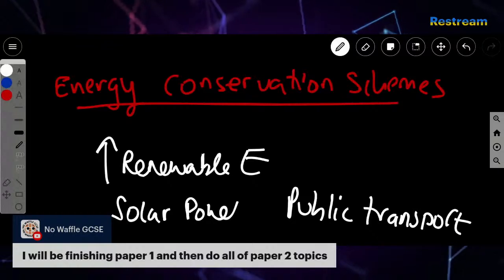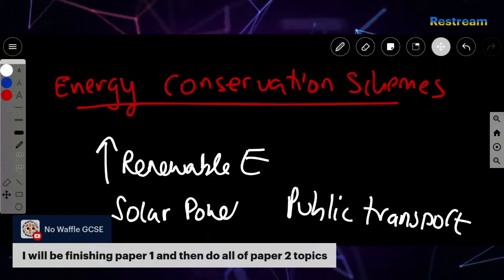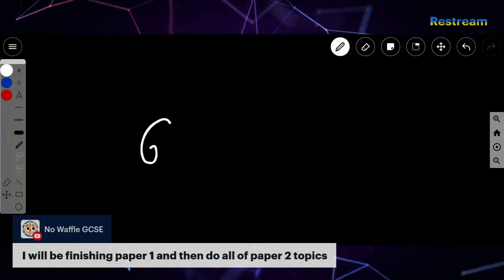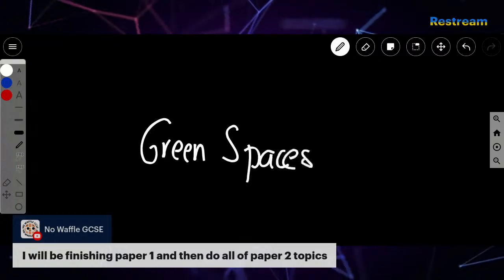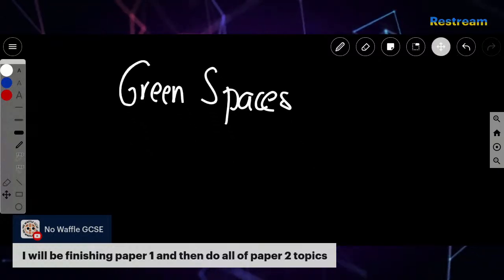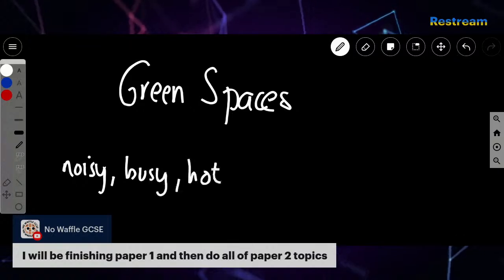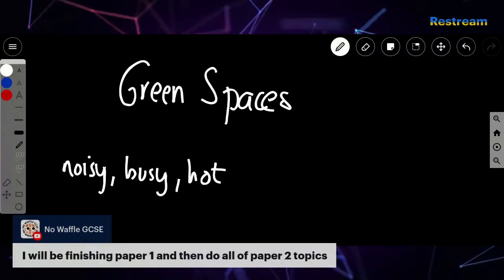Now, creating green spaces also helps a city become sustainable. So let's look at green spaces. Cities can be noisy, busy, and hot. Sometimes cities can be unsustainable because people find them unpleasant and stressful.